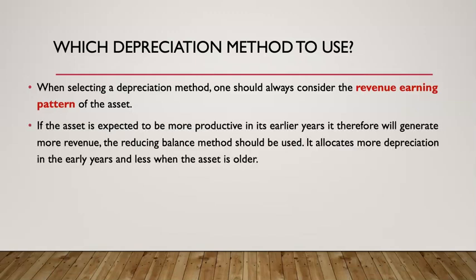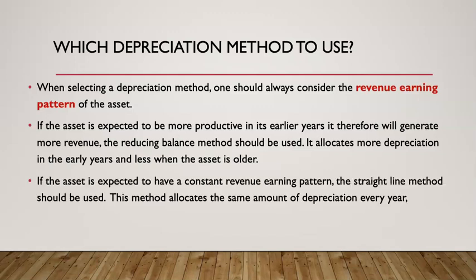If we think an asset is going to be more productive in its earlier years, it will generate more revenue during this period. It is consuming more of its revenue capacity at the start, so the reducing balance should be used. We allocate more depreciation in the early years and less as it gets older. If the asset is expected to have a constant revenue earning pattern, it is going to earn the same amount of revenue per period, we use the straight line method and we allocate the same amount of depreciation expense per year. So how can we summarize this?